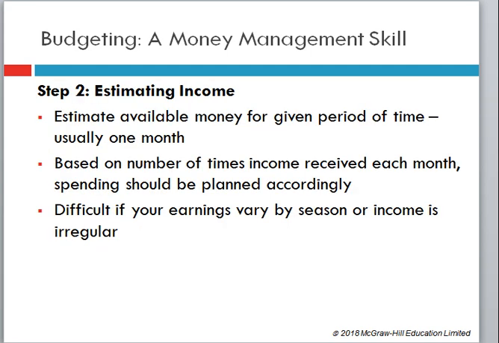Step 2 is estimating income. Once you know your financial goals, estimate your income. Estimate the available money for a given period, based on the number of times income is received, and plan accordingly. It is difficult if your earnings are seasonal or your income is variable. Let's say you're working in a fixed job in which you get a monthly salary, then it is easy to estimate your income. But if you're not working in a relatively fixed job, you're working on commissions, or you have your own business, then it is a bit tricky to estimate income.